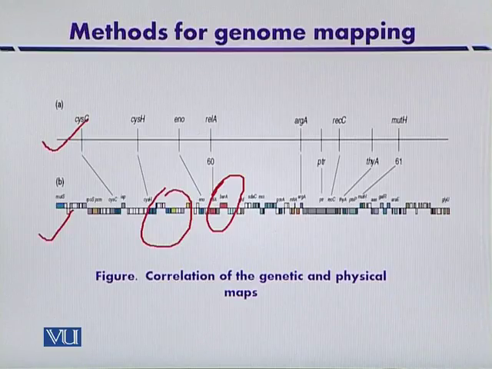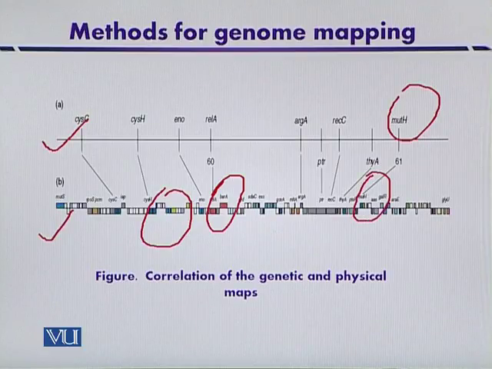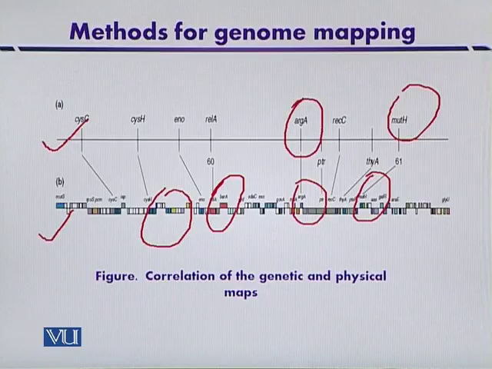So here we may have the idea that certain genes like this one in the linkage map are the same as on the physical map, and like here this gene and this gene are the same. So we can say that the linkage maps that were developed earlier are showing similarity with the physical maps.